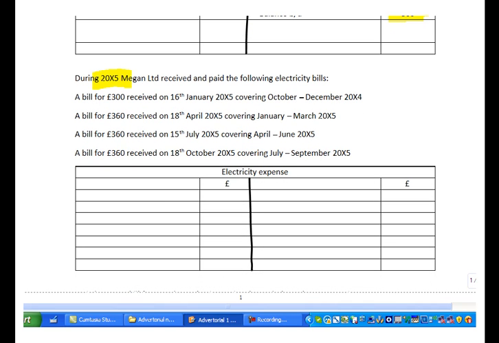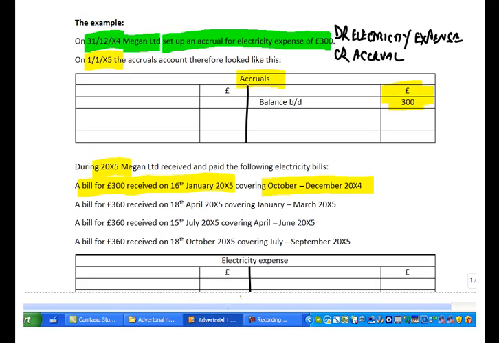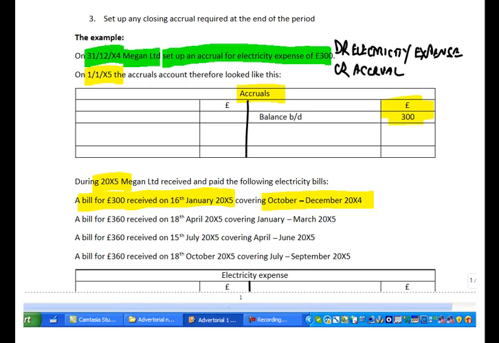During XD5, we're told that we had some electricity bills. What you might notice is that the first bill for £300, which we received just a couple of weeks into the new year, in the middle of January of XD5, actually covers the final 3 months of XD4. As we said, utility bills are often received after the end of the period they relate to. So for the final 3 months of XD4, we didn't get the bill until January of XD5. That's why we had to make the accrual at the end of XD4. That implies that we did indeed only receive 3 bills during XD4, only 9 months' worth of bills, which is why we had to set up the accrual at the end of the previous year.